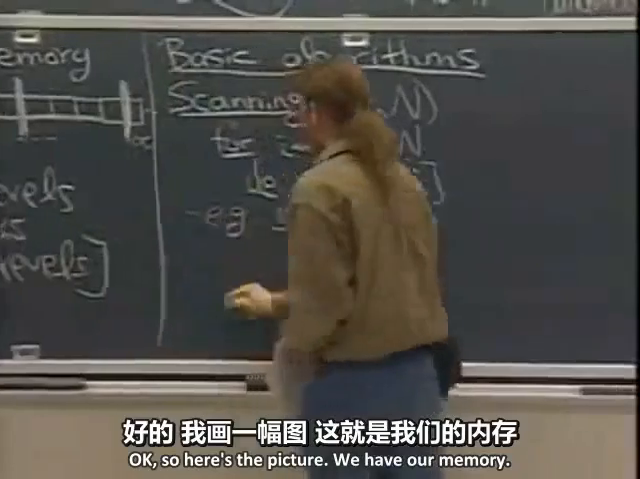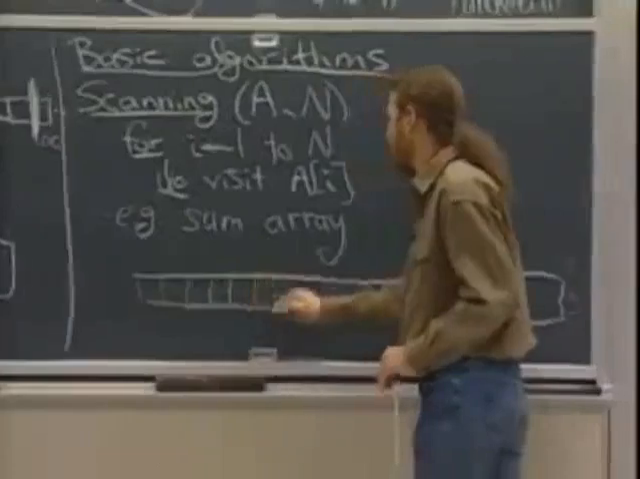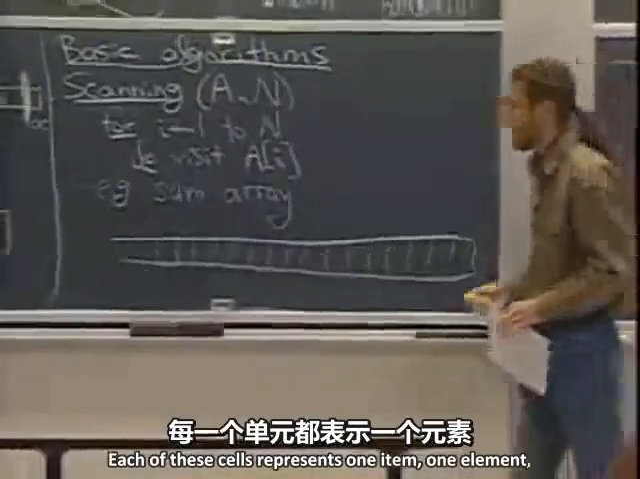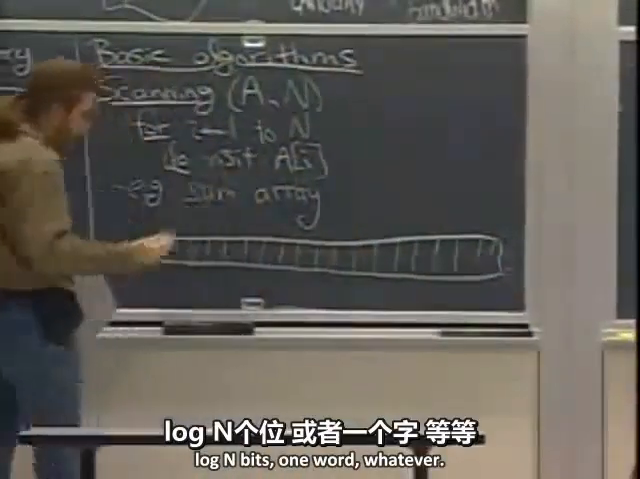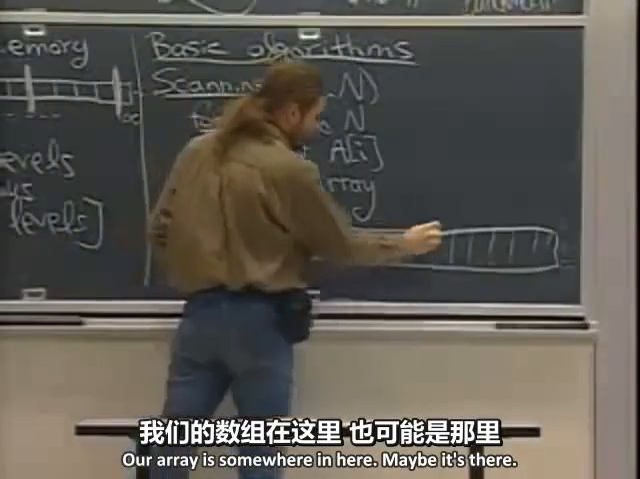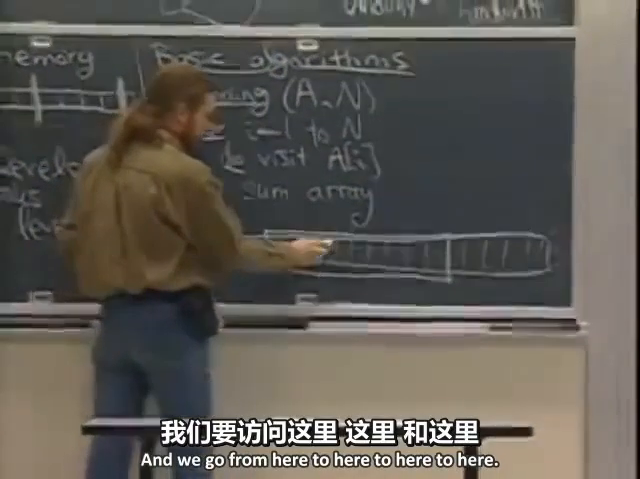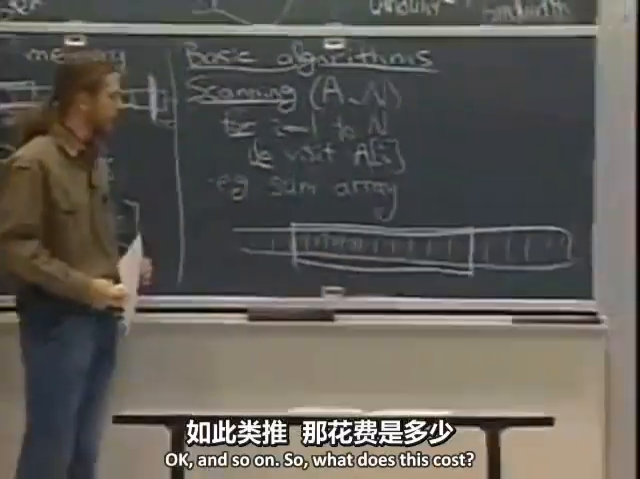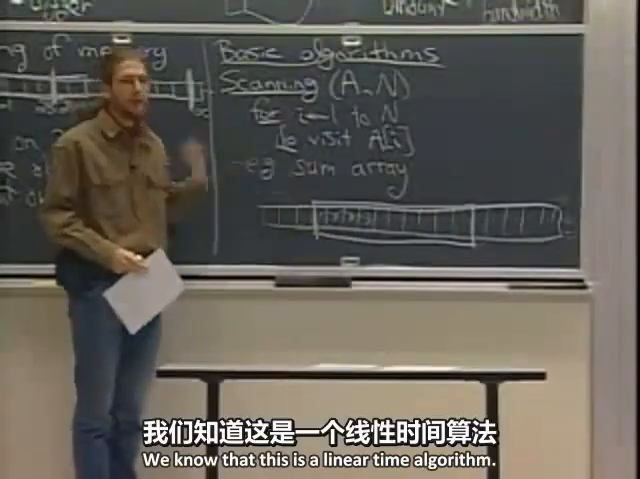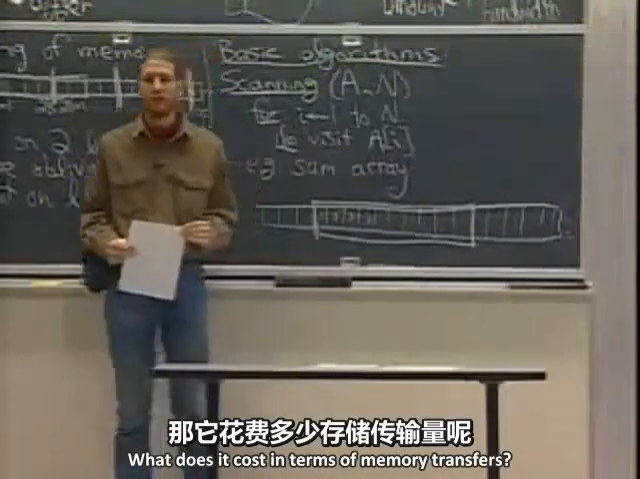Okay, so here's the picture. We have our memory divided. Each of these cells represents one item, one element, log n bits, one word, whatever. Our array is somewhere in here. Maybe it's there. And we go from here to here to here to here. Okay, and so on. So what does this cost? What is the number of memory transfers? We know this is a linear time algorithm. It takes order n time. What does it cost in terms of memory transfers?